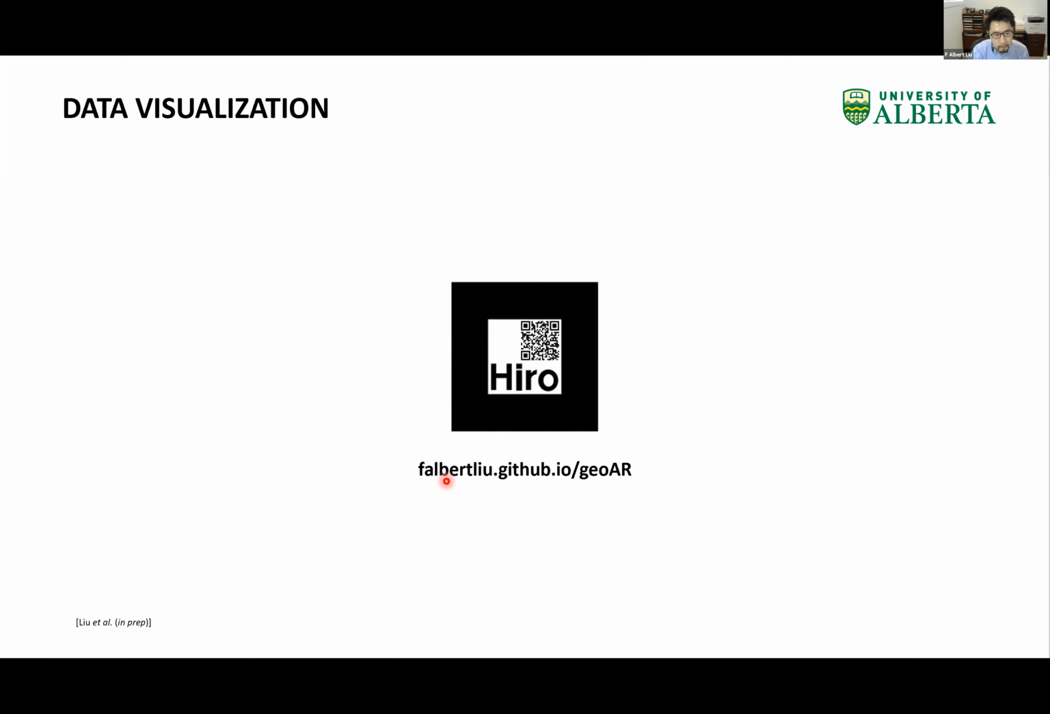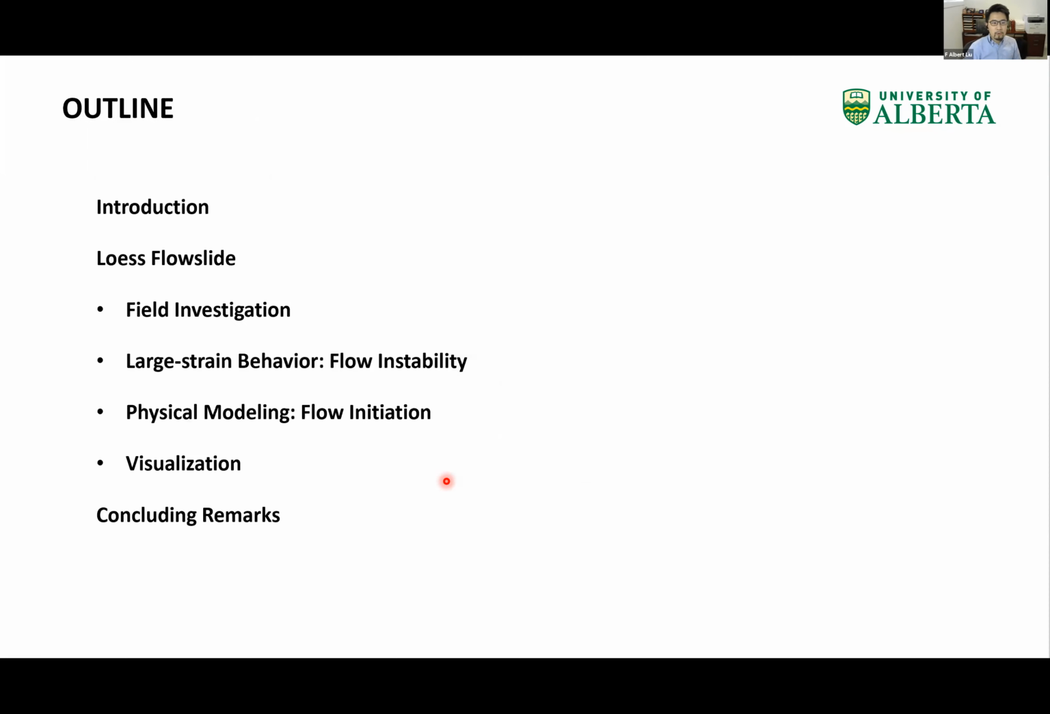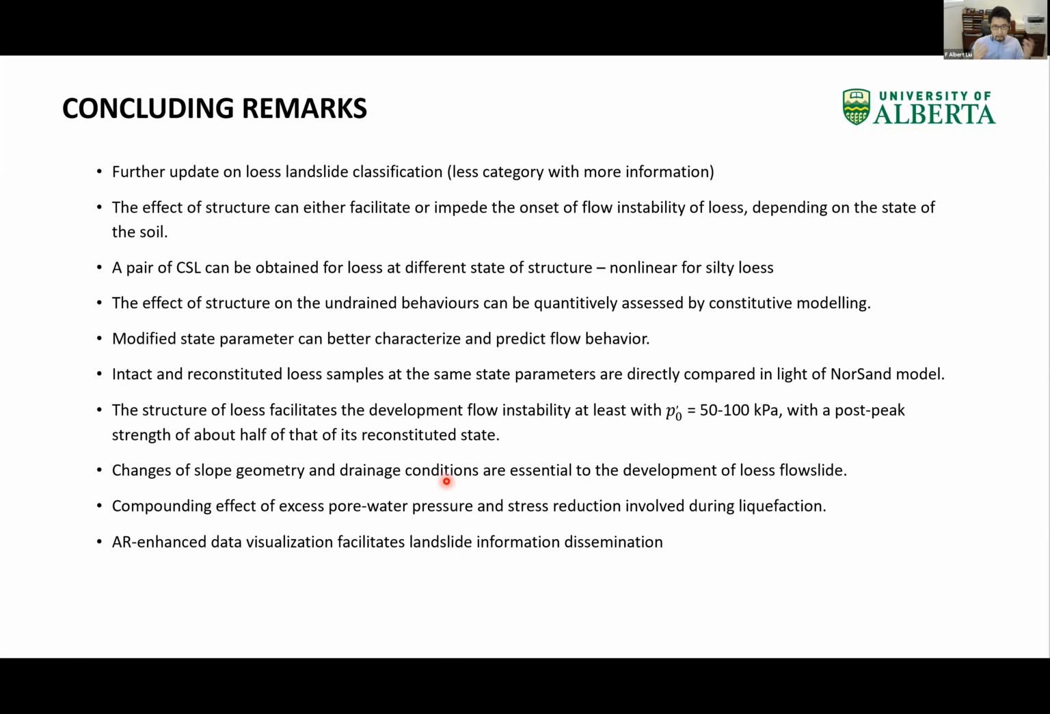We can come back to that a little bit later if you have questions, but just a quick concluding remark here. In this talk, we mentioned that for landslide classification, loess is a little bit undervalued. In the 2014 classification system, you don't really see a loess flow slide or loess landslide per se anywhere in the updated system. All loess-related landslides are lumped into earth flows in that category. And so the structure can facilitate or impede the onset of flow liquefaction.